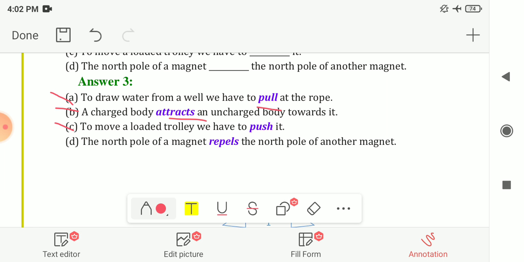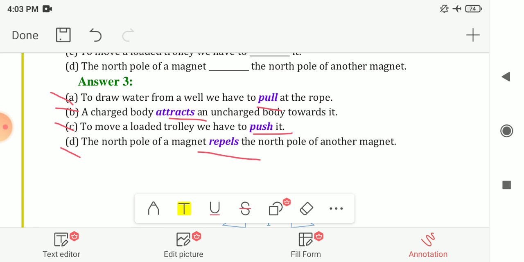Next is, to move a loaded trolley, we have to blank it. So here the answer is push. You can also write pull. We have to push or pull the trolley to move it from one place to another. Next one is, the north pole of a magnet blank the north pole of another magnet. Here the two poles are the same, that is north, so they will repel each other. So here your answer is repel. If the poles are different, that means one is north and one is south, then they will attract each other. But here both poles are the same, so the answer is repel. So here your question number 3 gets over.